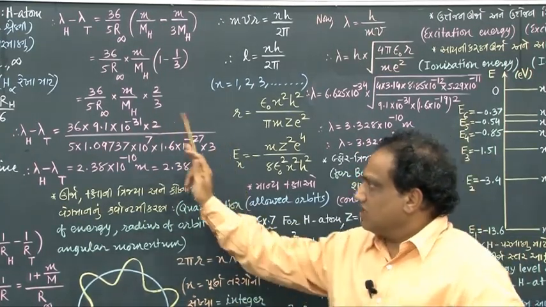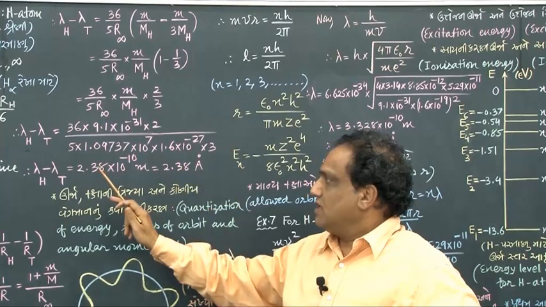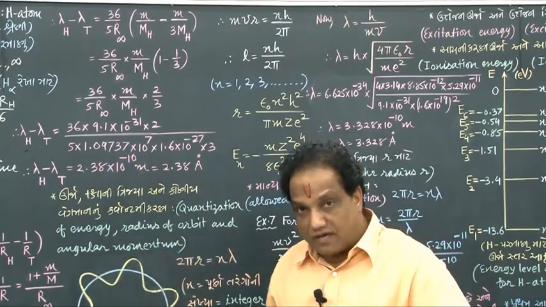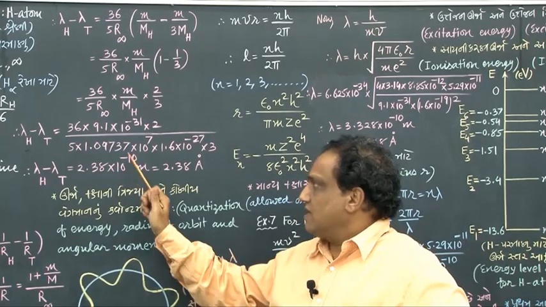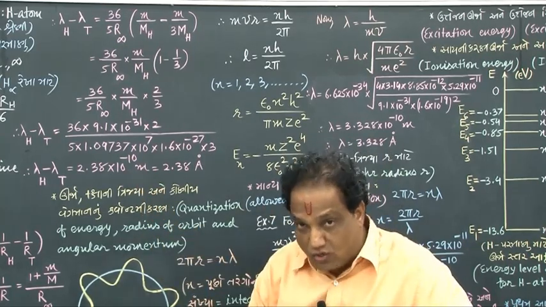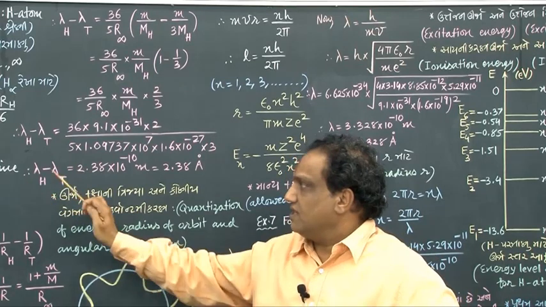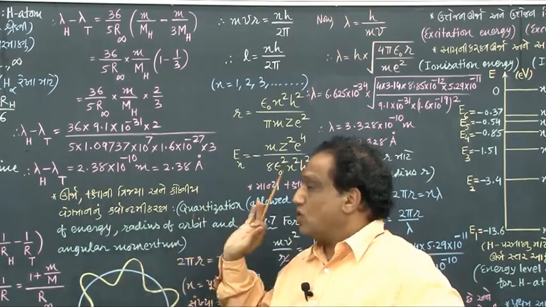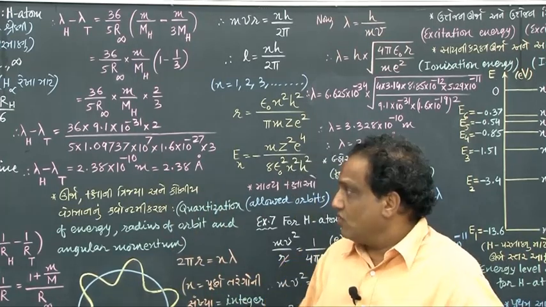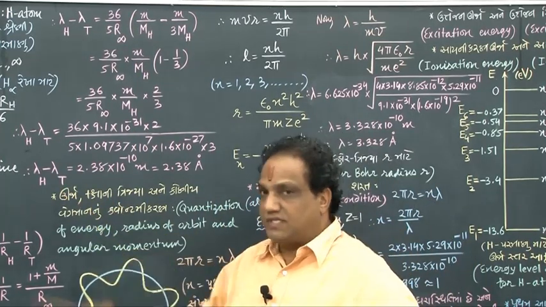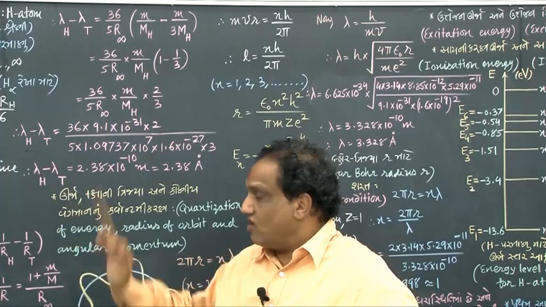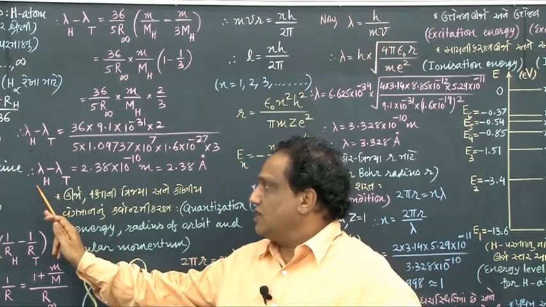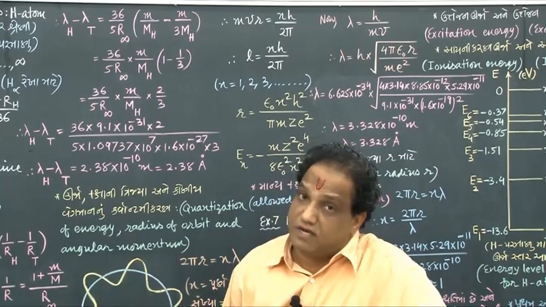Fine. Now just simplify. Answer is 2.38 into 10 raised to minus 10 meter, but 10 raised to minus 10 meter is nothing but 1 angstrom. So this difference in the wavelengths is 2.38 angstrom. Tell me, what have you got? Difference in the wavelengths of the H alpha line from hydrogen and tritium atoms.